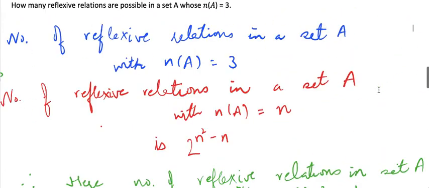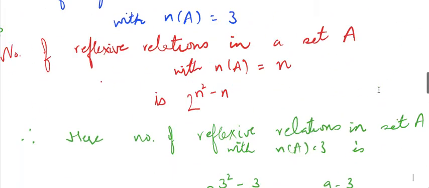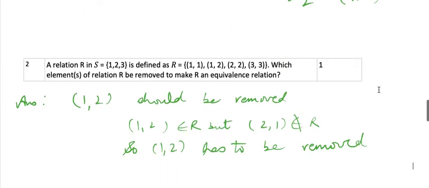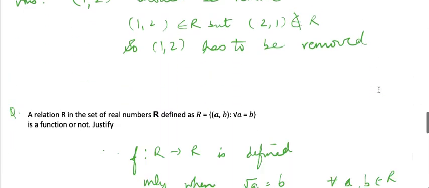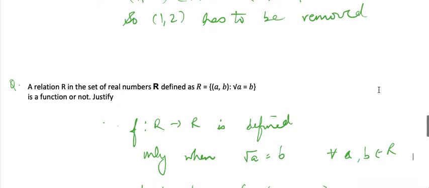Now the next one. We have two more. A relation R in the set of real numbers R defined as R equal to {(a, b): under root a equal to b} is a function or not. We have to justify this.